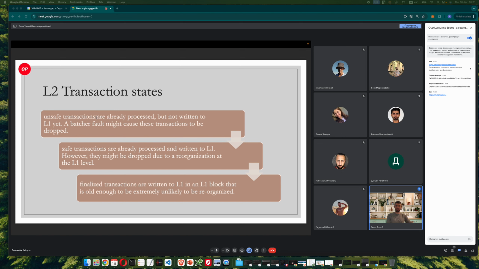First is unsafe, it's still not published to layer 1. The second state is safe transaction, it's already published on layer 1, but there is still some chance of reorganization. And the last state is finalized transaction. It is published on layer 1, and the block in which the state was published is already old enough to assume that it won't be changed.